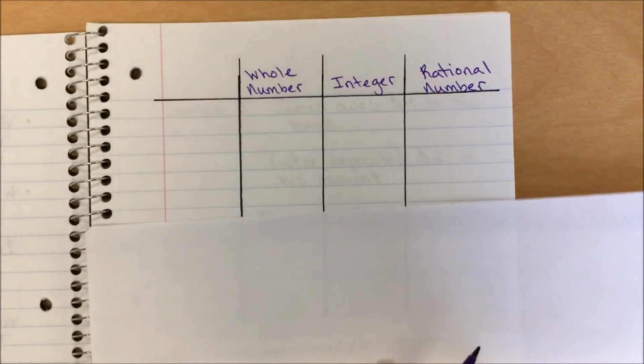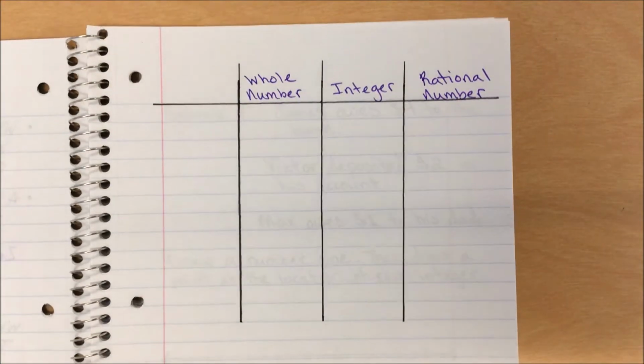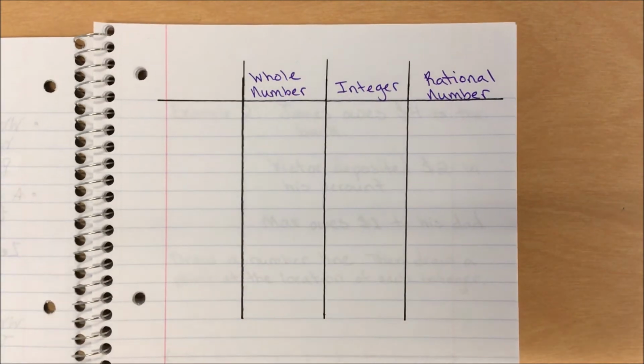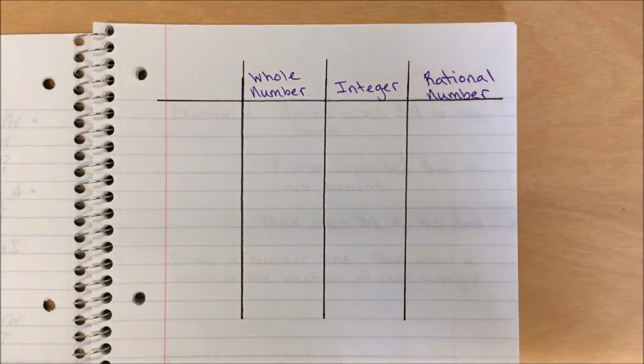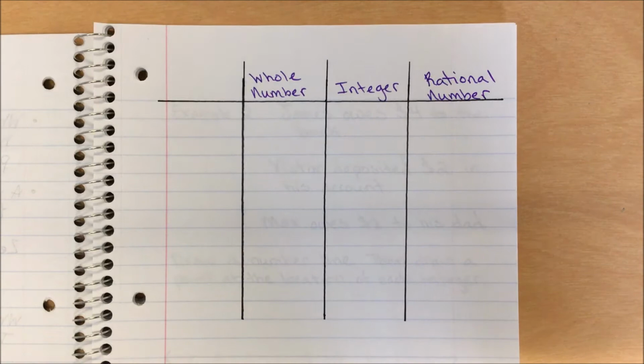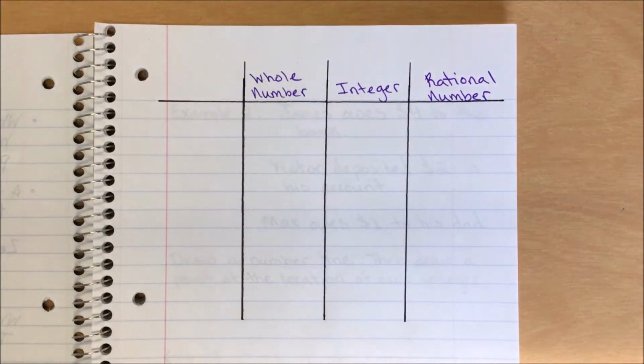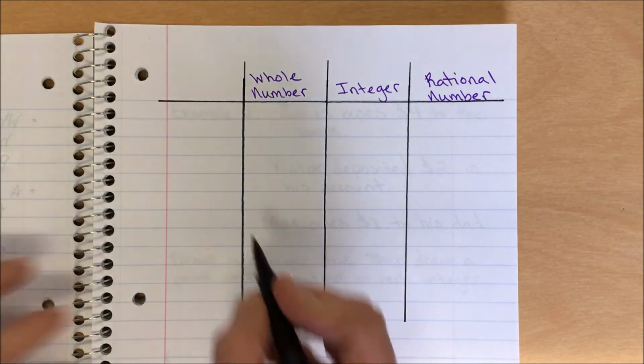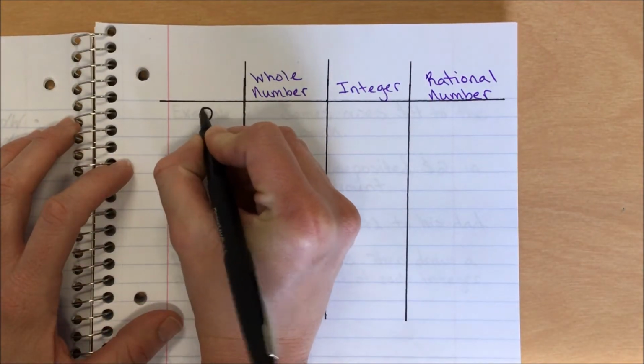Okay, I have some whole numbers, integers, and rational numbers. Okay, you need to draw this table on your page. Don't worry about your lines being straight or perfect. Mine are a little crooked too, it's okay. I just want you to make sure that you have enough space for all your numbers. Okay, so our first number is 0.